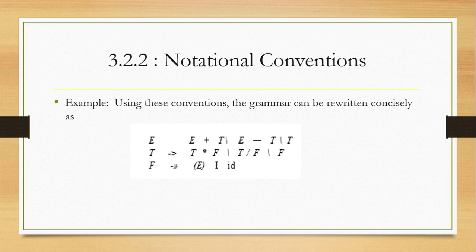Example: using these conventions, the grammar can be rewritten concisely as E derives E plus T, E derives E minus T, E derives T, T derives T times F, T derives T slash F, T derives F, F derives open and close parentheses E, then F derives id. The notational convention tells us that E, T, and F are non-terminals, with E as the start symbol, and the remaining symbols are terminals.